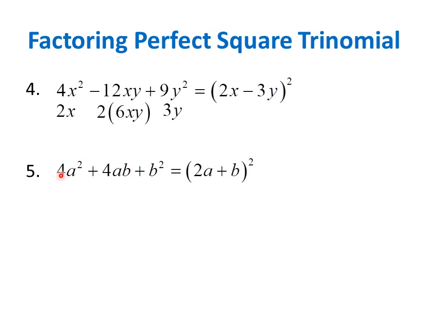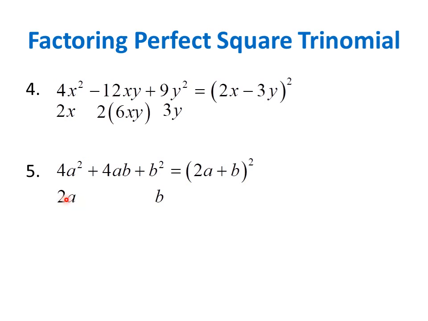Yes, the square root of 4 is 2. The square root of a squared is a. Therefore, we have 2a. Can we get the square root of b squared? Yes, that's b. And is this second term twice the product of these two square roots?